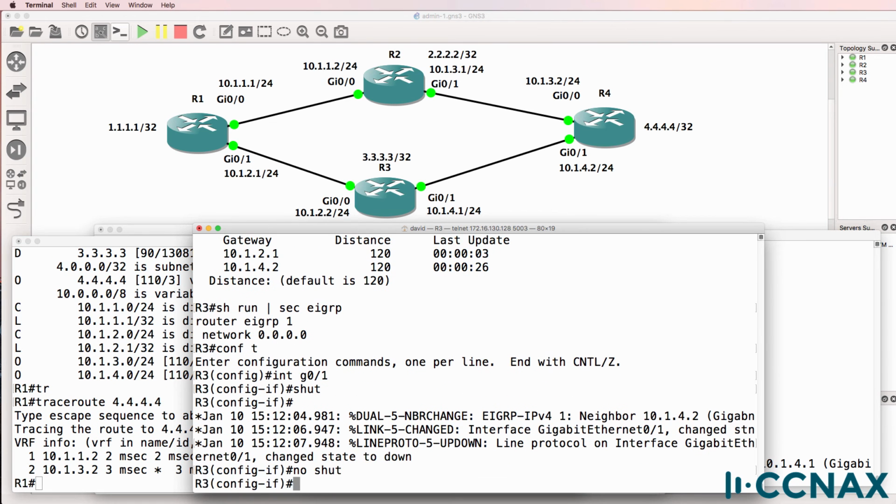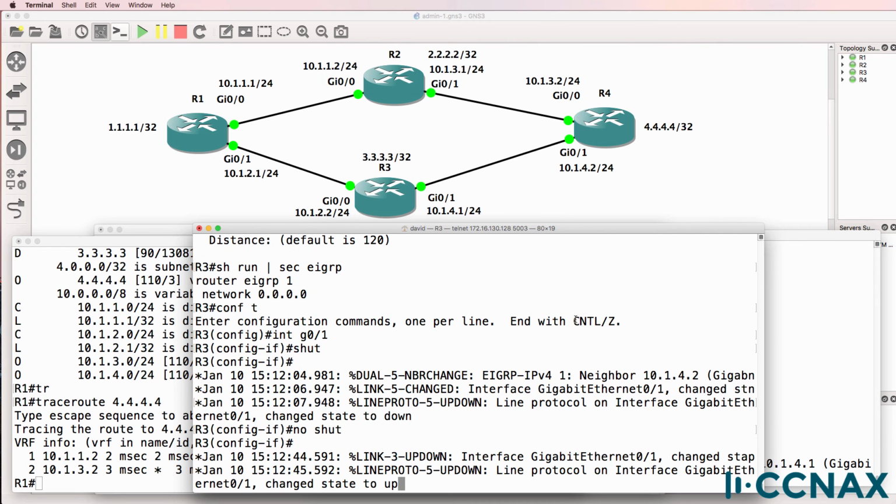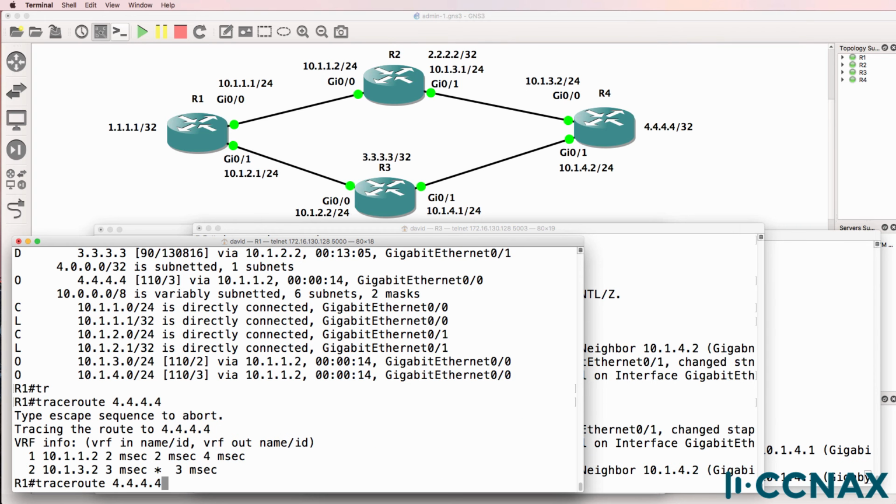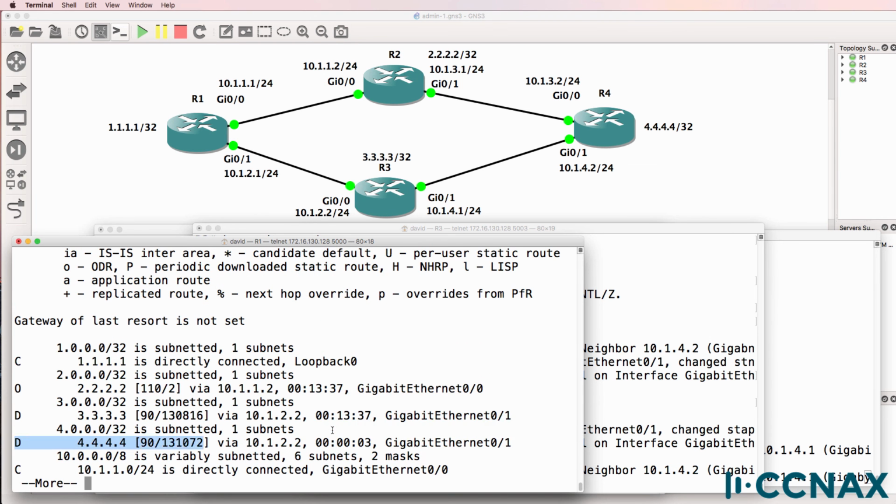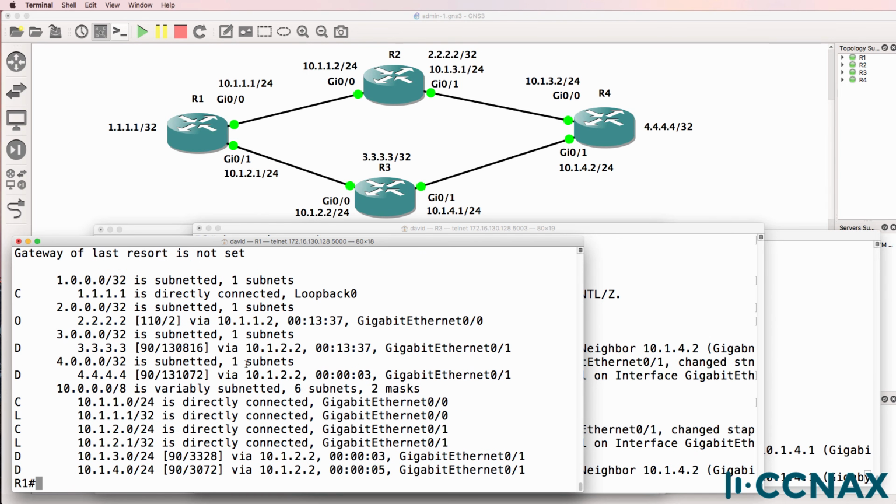If I no shut that link on router 3, the link should come up, and EIGRP should advertise the route once again. On router 1, the route is replaced with an EIGRP entry rather than an OSPF entry, because EIGRP has a lower admin distance than OSPF does. So EIGRP is chosen rather than OSPF.